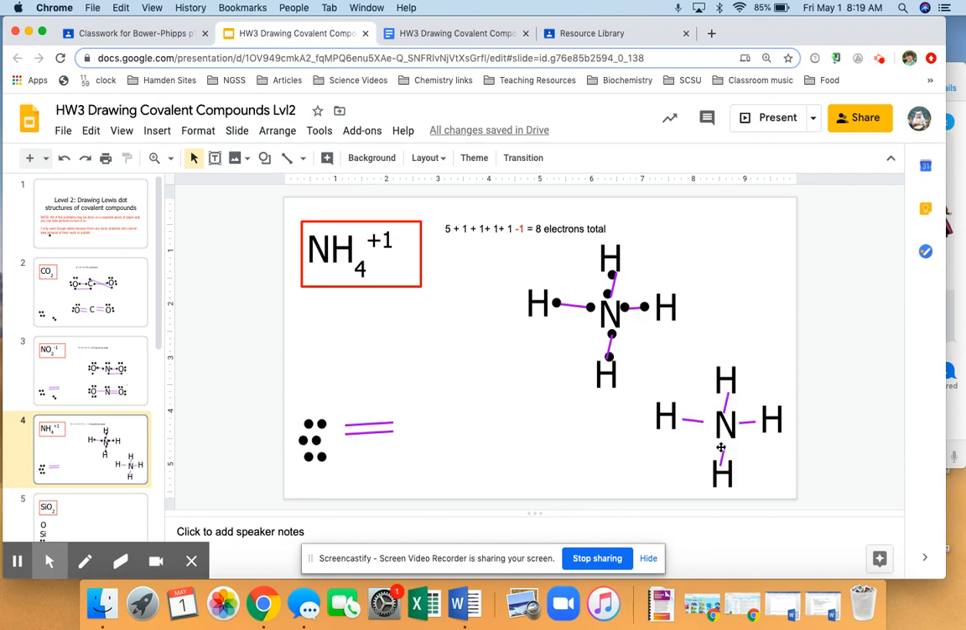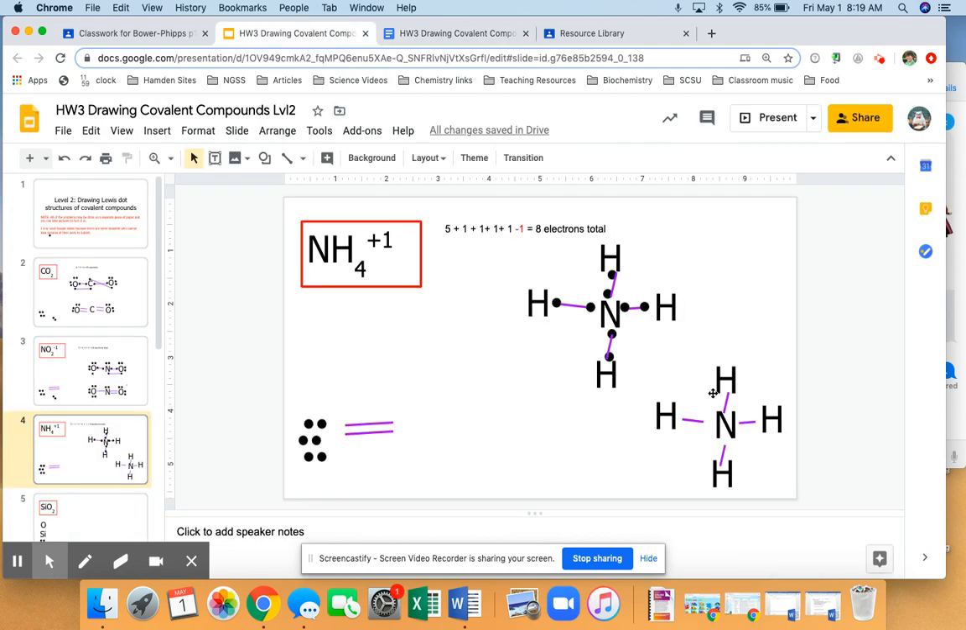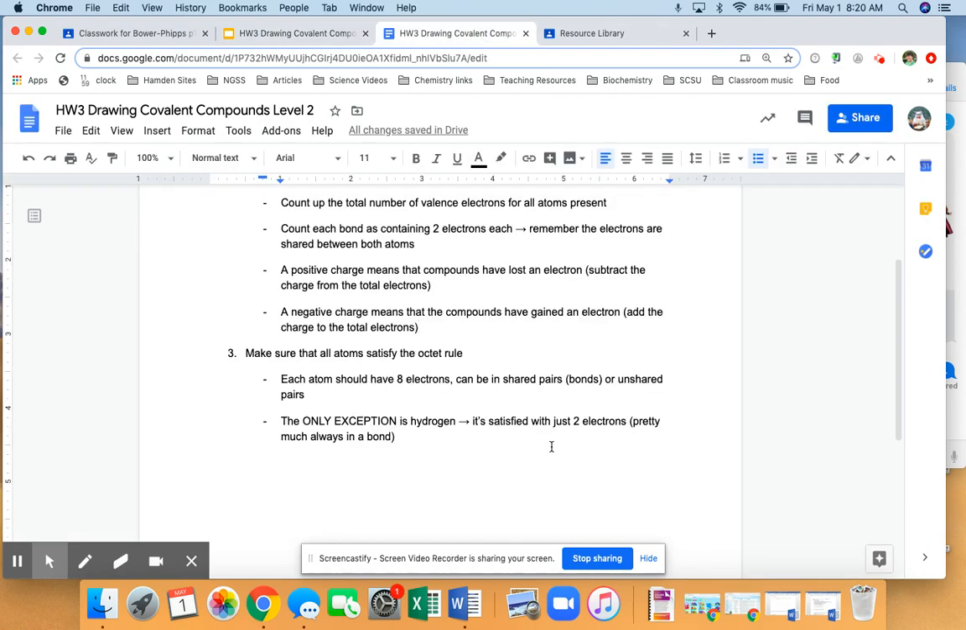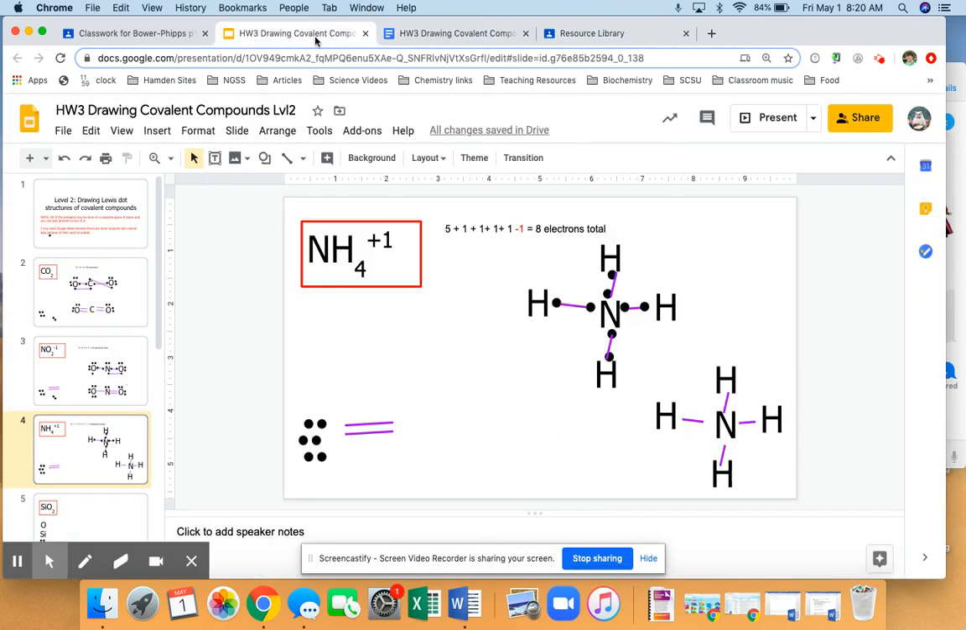2, 4, 6, 8. All of those electrons are in shared bonding pairs. Each atom should satisfy the octet rule. Nitrogen has 2, 4, 6, 8 that are being shared. But this hydrogen, wait, all the hydrogens just have 2. Is that okay? Yes. Hydrogen is the exception. It's satisfied with just 2 electrons. Remember, hydrogen has 1 electron by itself, but because it's in the smallest period, it's full with just 2, like helium. So now hydrogens become like helium. Good job. So hydrogen has 2 electrons each.